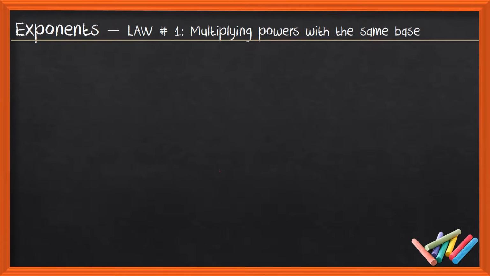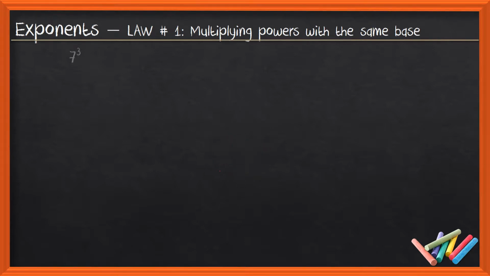The first law deals with multiplying powers with the same base. So, what are powers having the same base? 7 cube and 7 square are powers having the same base 7. Similarly, b cube, b square and b to the power of 5 are all powers having the same base b.